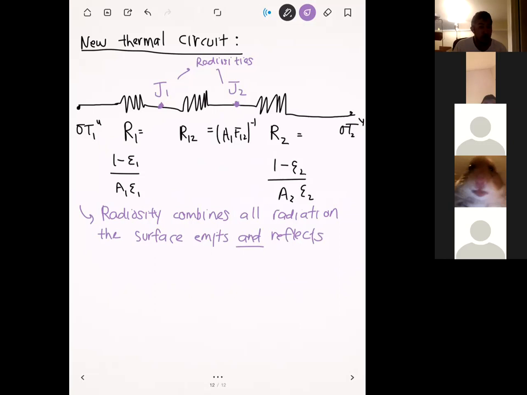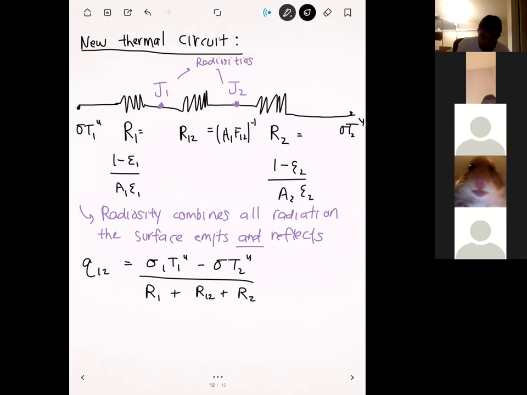So now that we have realistic surfaces, we have to account for that reflection in our calculations. All right. There are a few ways that you can compute the radiation exchange here. One way is to go from the two endpoints. Q12 is equal to sigma T1 to the 4th minus sigma T2 to the 4th, divided by the sum of all the resistances, so R1 plus R12 plus R2. That's one way that you can compute the heat transfer.